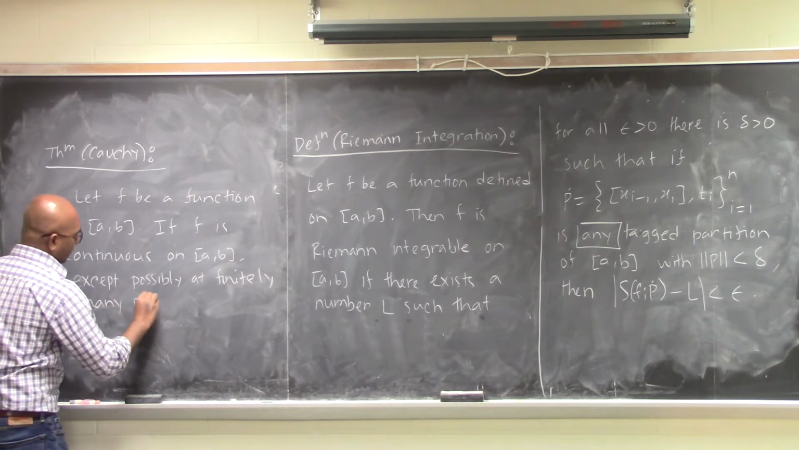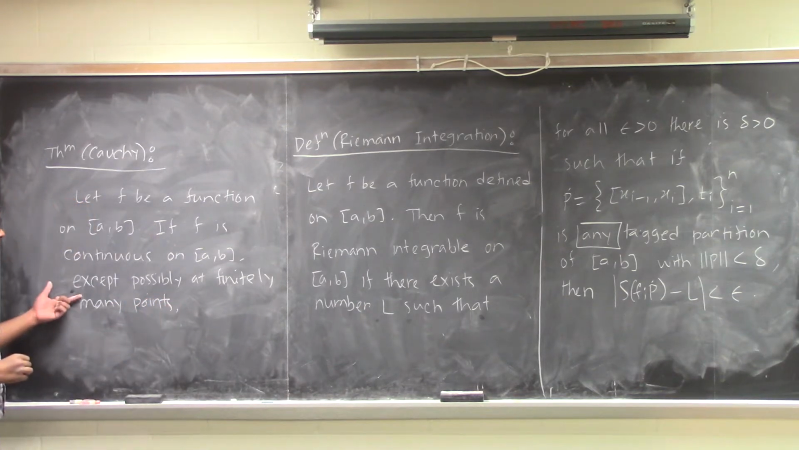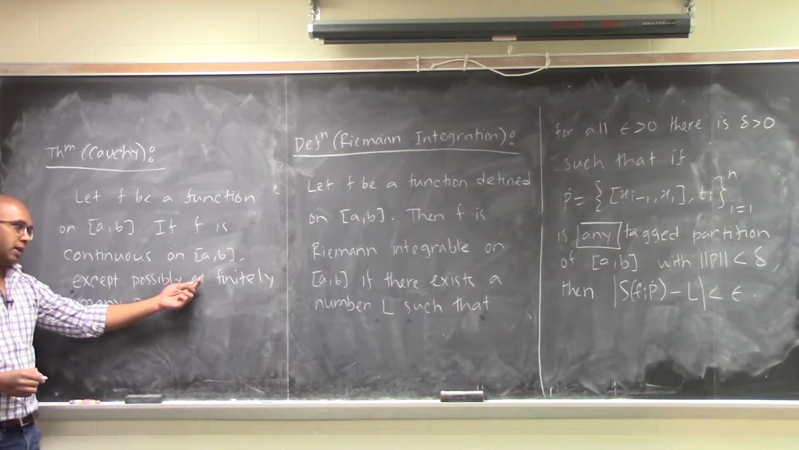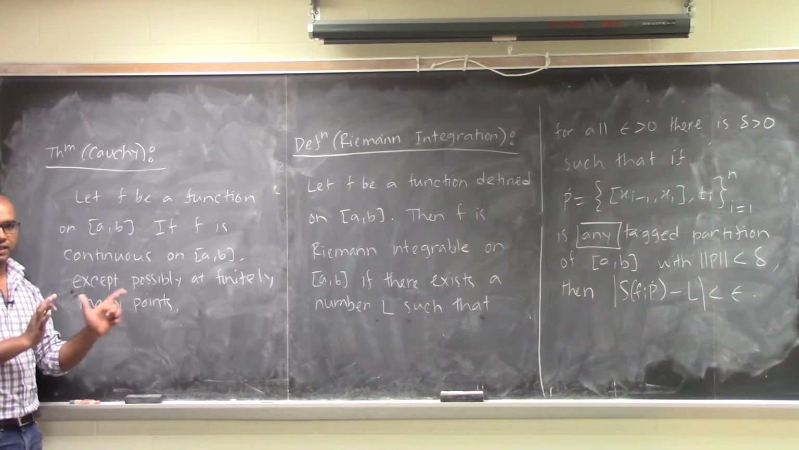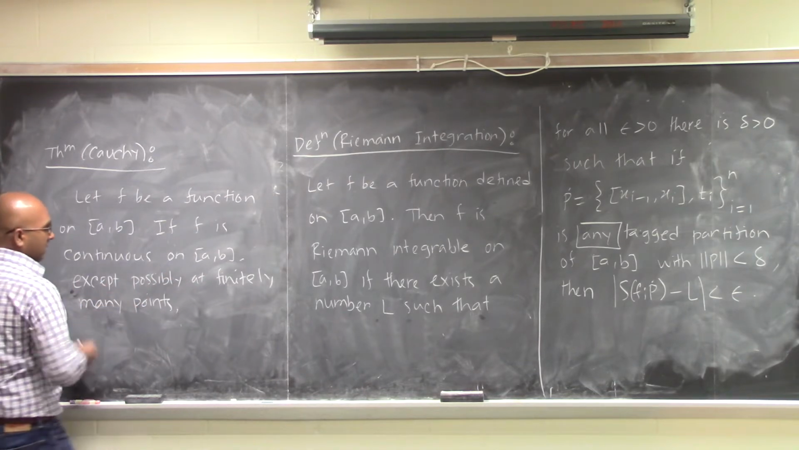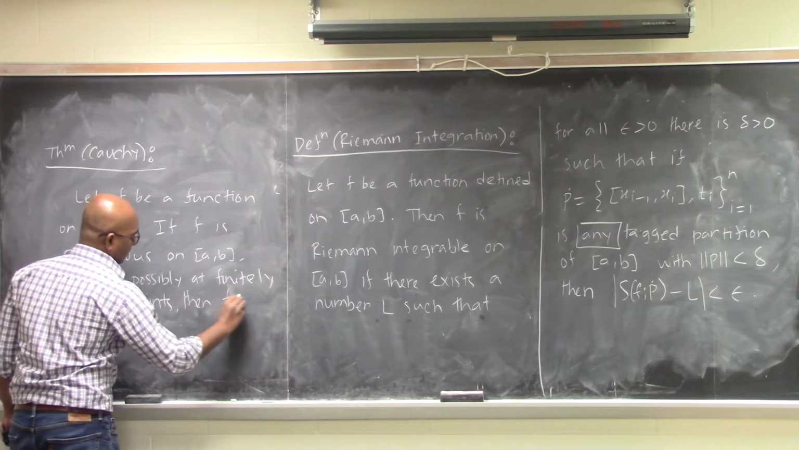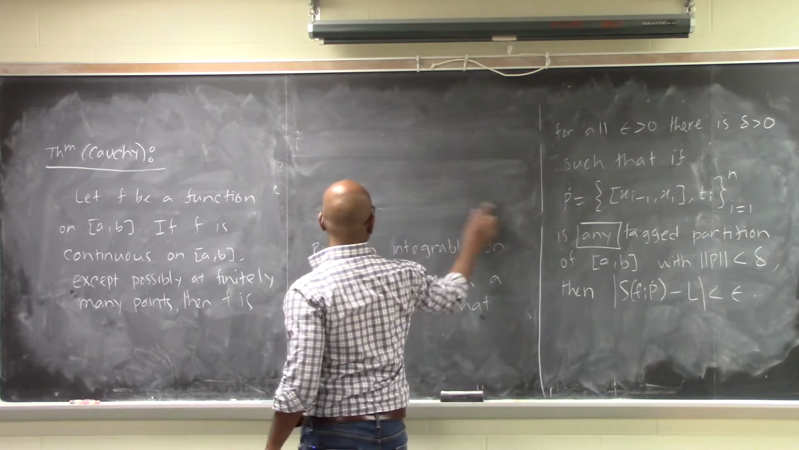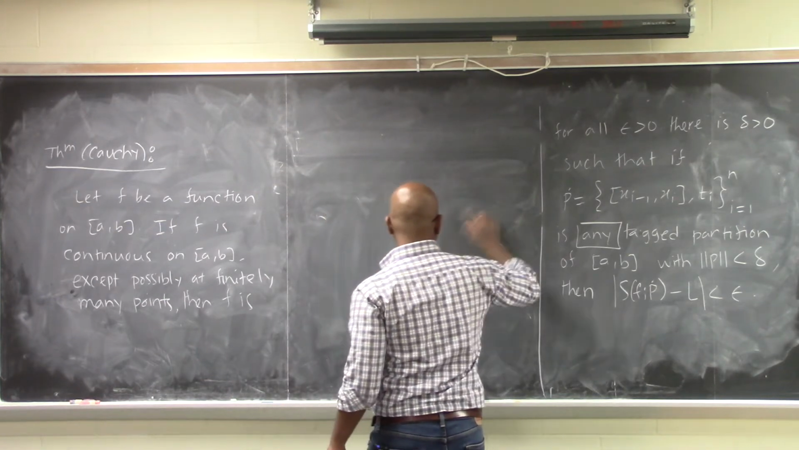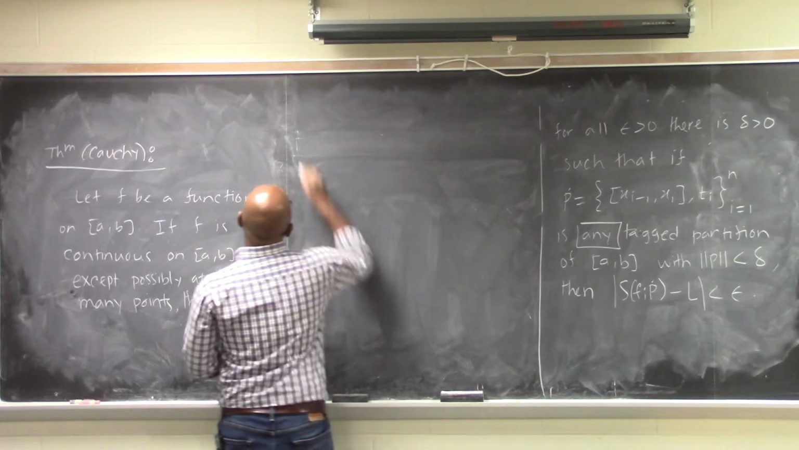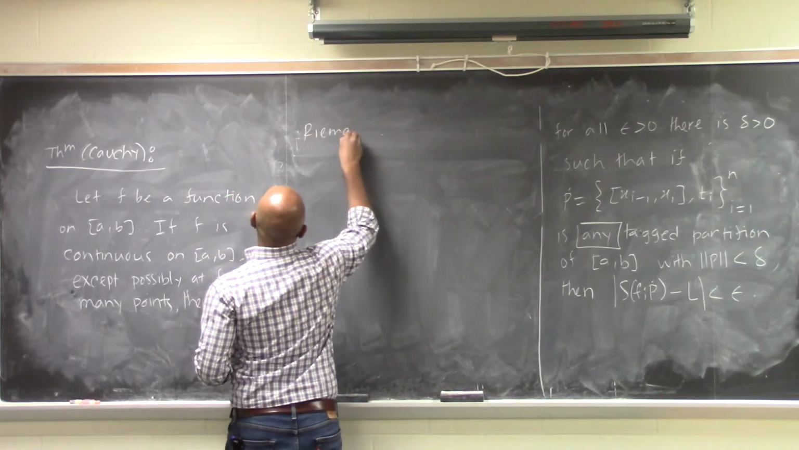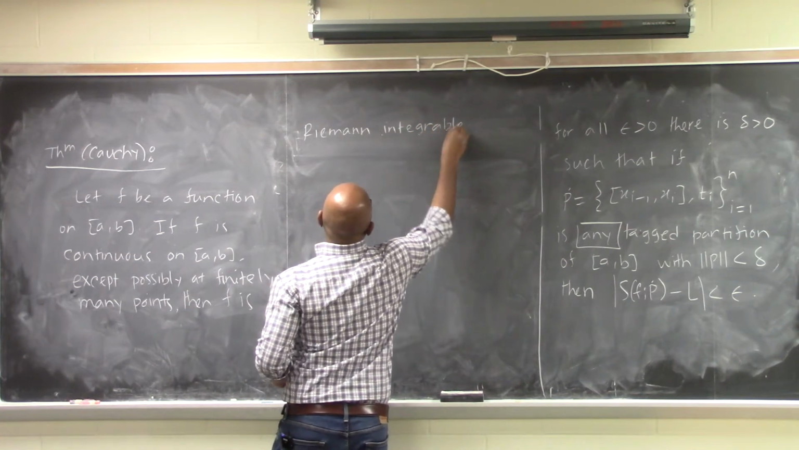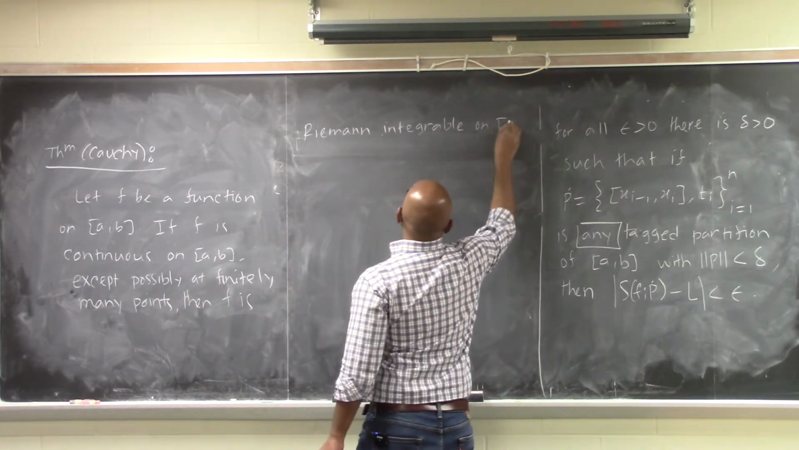So this is crucial, okay? If it is continuous on the whole interval, that's fine, but actually you can give up a few points, finitely many points. That's also going to be fine, okay? If this happens, then f is Riemann integrable on this interval a to b.